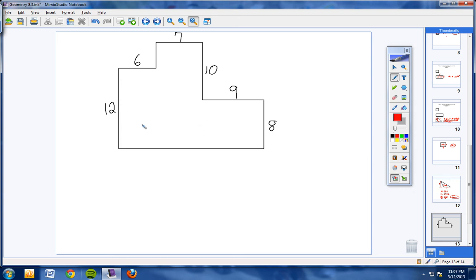All right. Okay, here we go. Let's find the area of this shape right here.